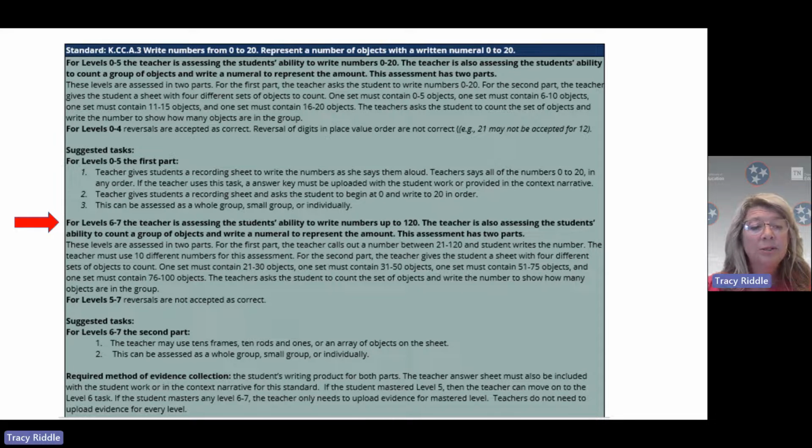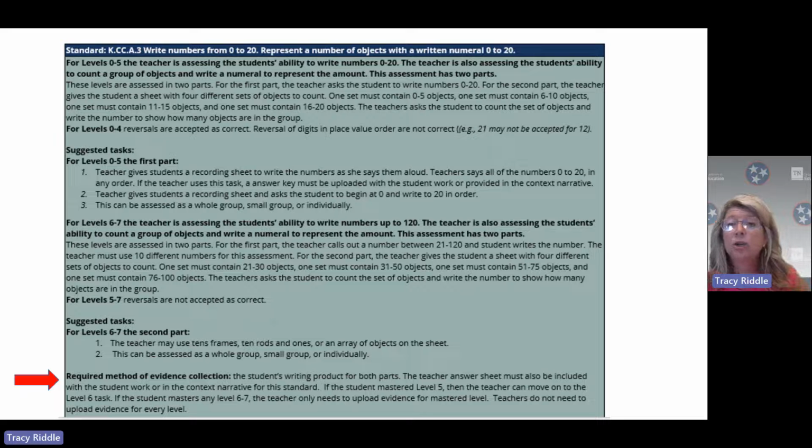When assessing the first grade standard, a teacher could have the objects in groups on 10 frames, they could have 10 rods, or an array of objects on that sheet. This can also be assessed as a whole group, or in a small group, or individually. When uploading evidence for this standard, it is required to submit the student writing product for both parts. Both parts must be submitted to be aligned to this standard.